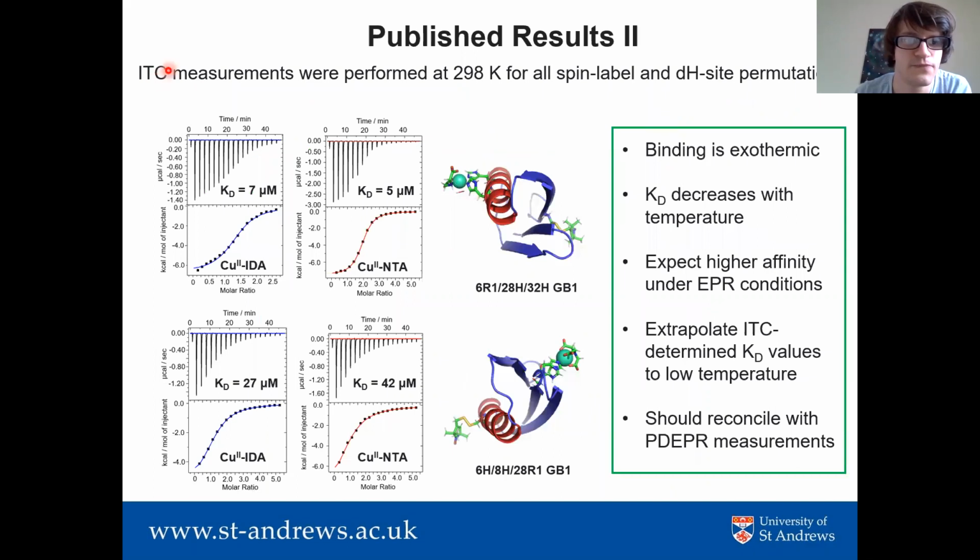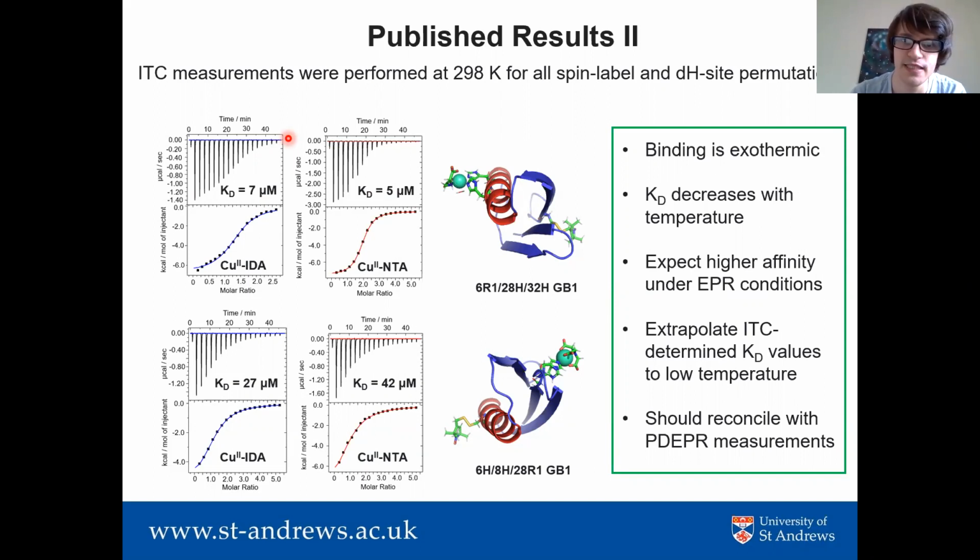I mentioned that we wanted to use ITC in order to validate this observation. And so we performed ITC at room temperature for all copper chelate and construct permutations. There are a couple of key points to mention. I show the raw data and the corresponding fits here. All of the KD values were predicted to be in the low micromolar concentration regime. And the nature of the binding was consistently observed to be exothermic. So that means that the binding affinity would increase with decreasing temperature.